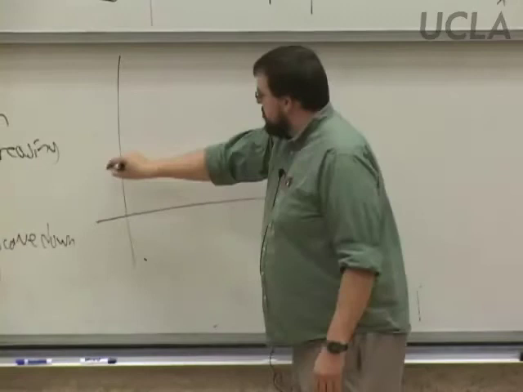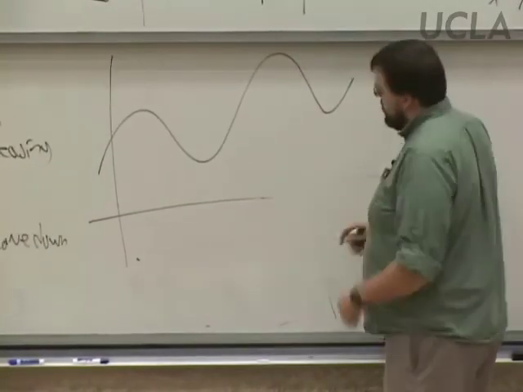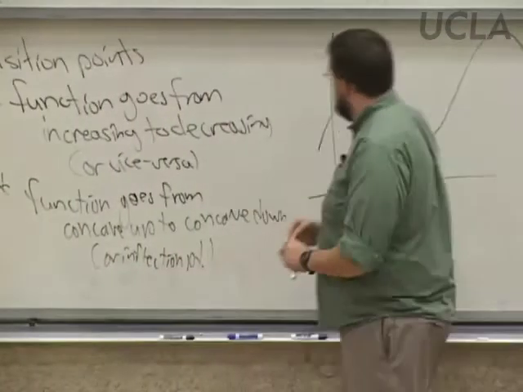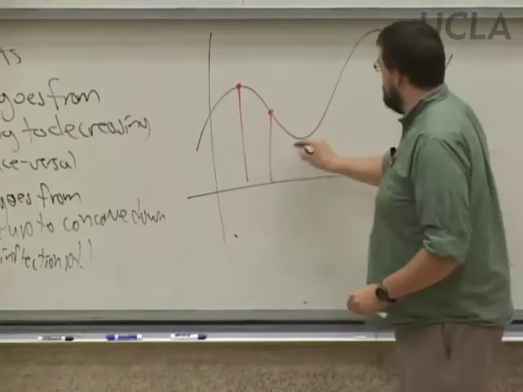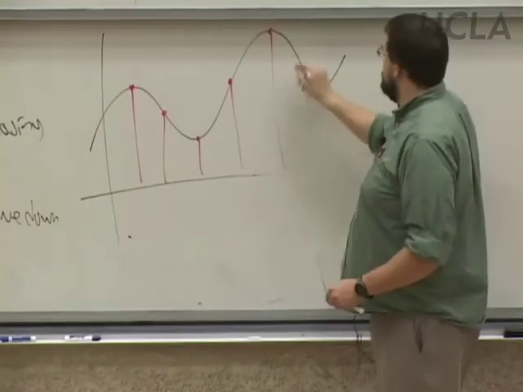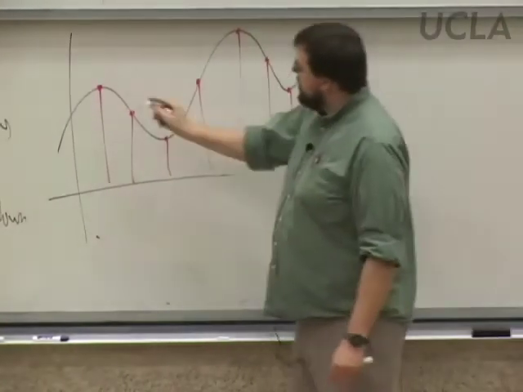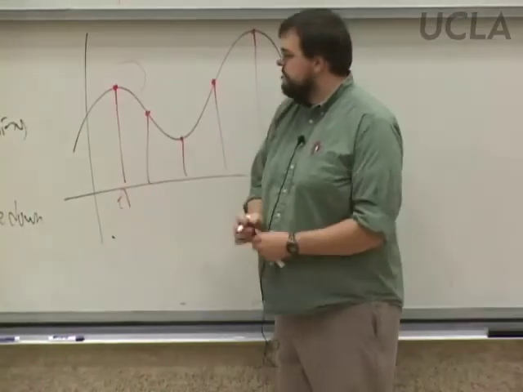Now, it's pretty easy to pick points out. So here, if I want to find transition points, I see a transition point here, and I see one here, and here, here, here. Okay, so what's happening at this first transition point? Let's call it A. What happens at A?